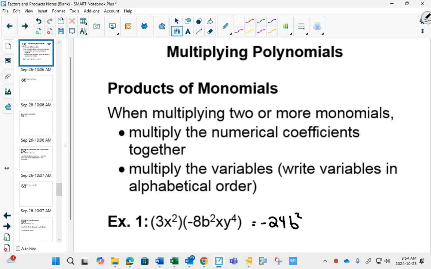You only have b squared, which means b times b. Do you see what the x is? You have an x squared here and an x there. That would give you x cubed in total. And with our y's, we only have the y to the 4, so you still have your y to the 4. This is multiplying monomials. We've got, with that, two more examples.